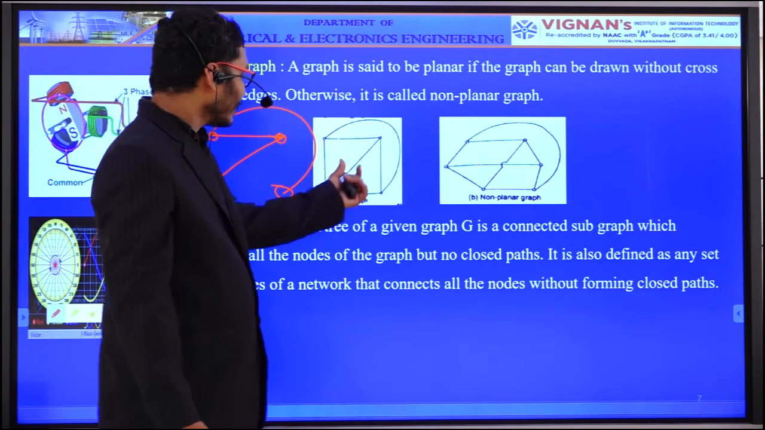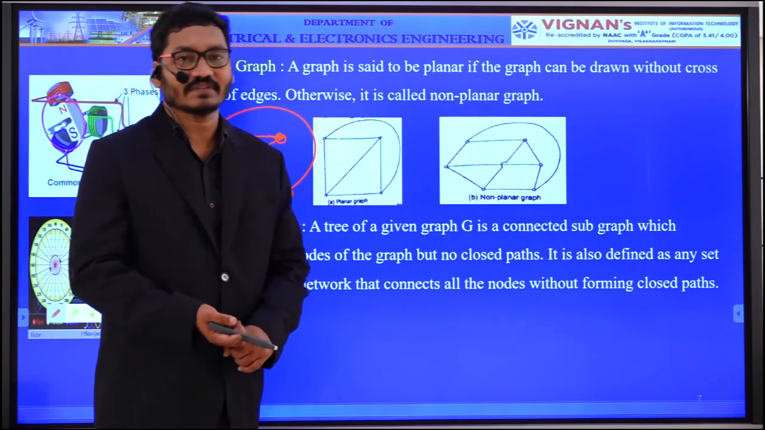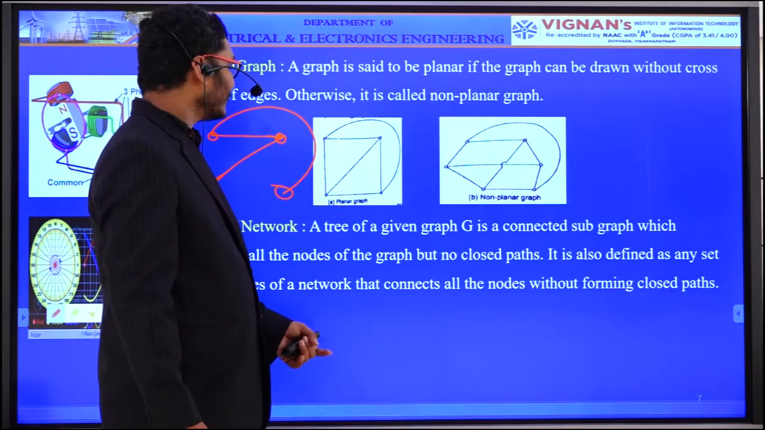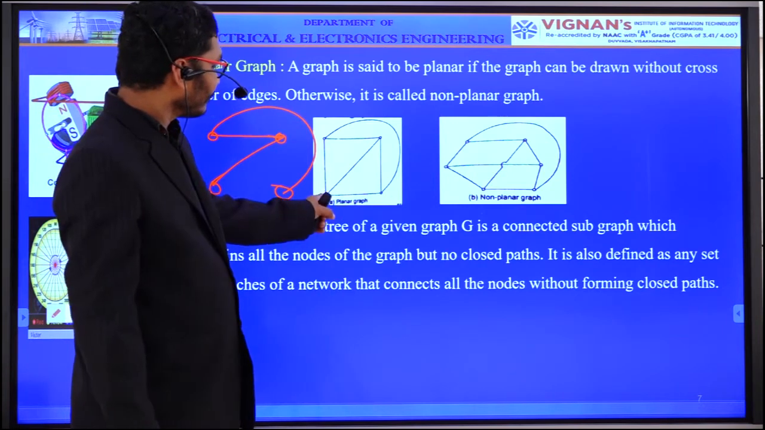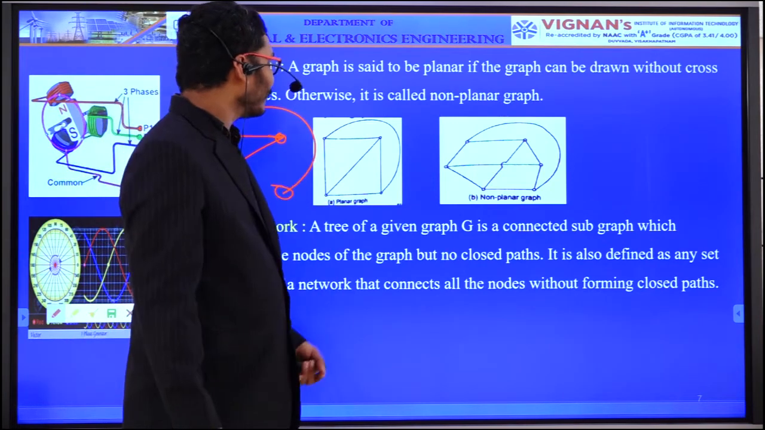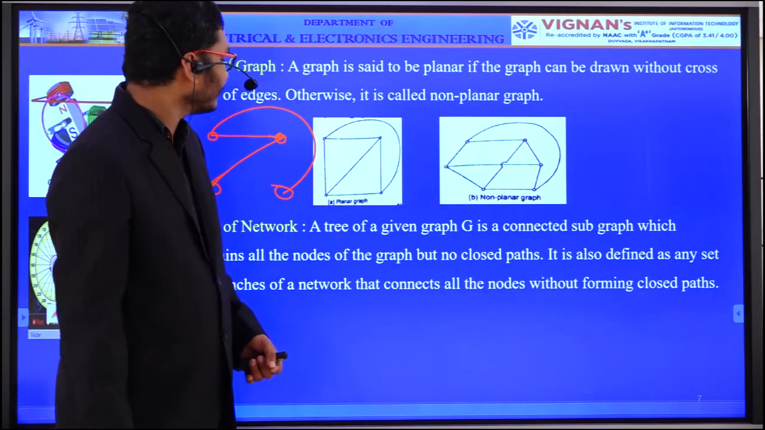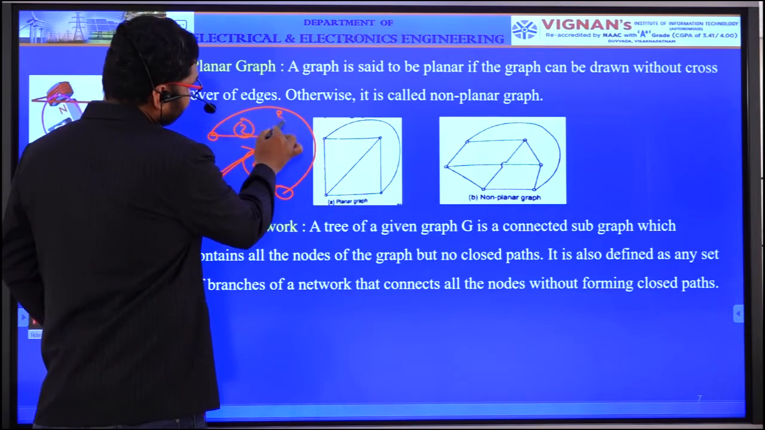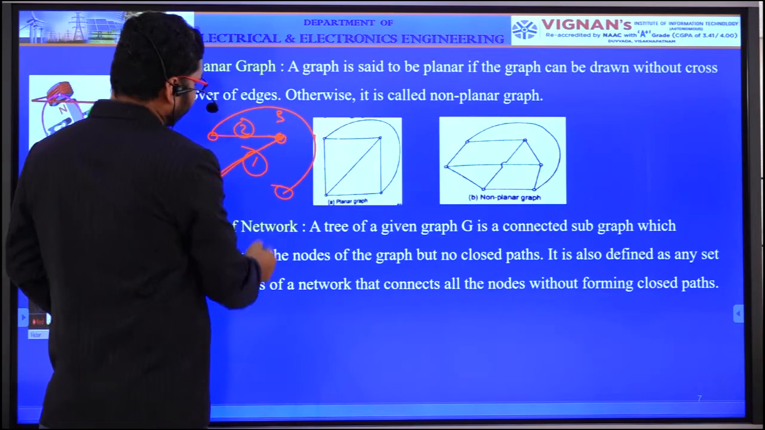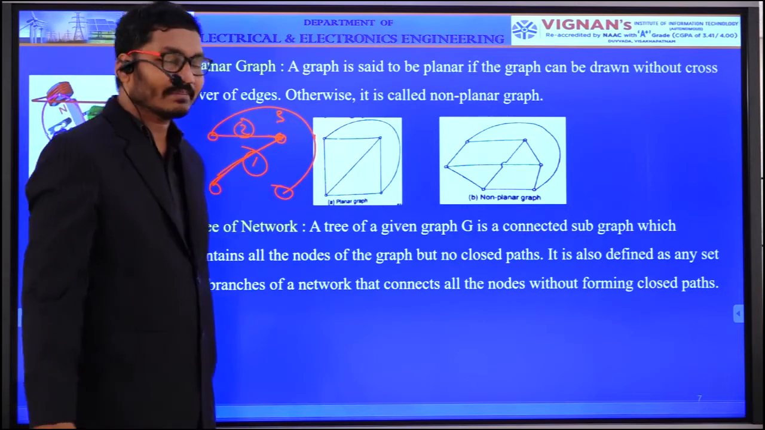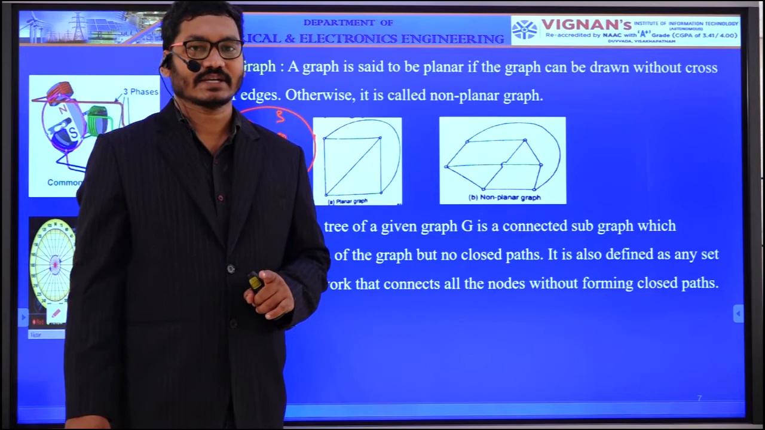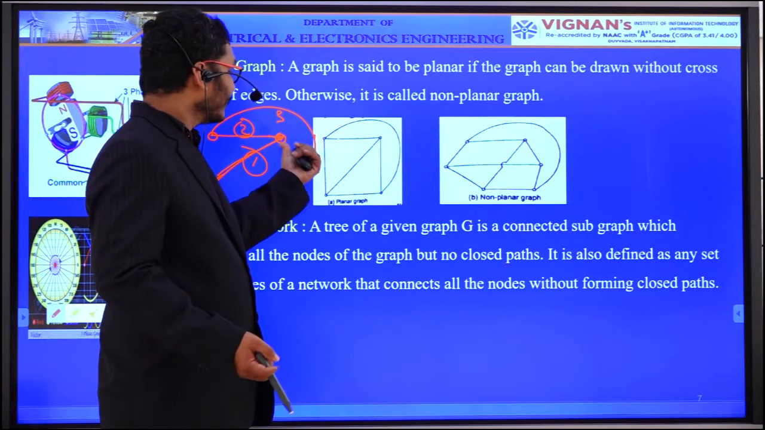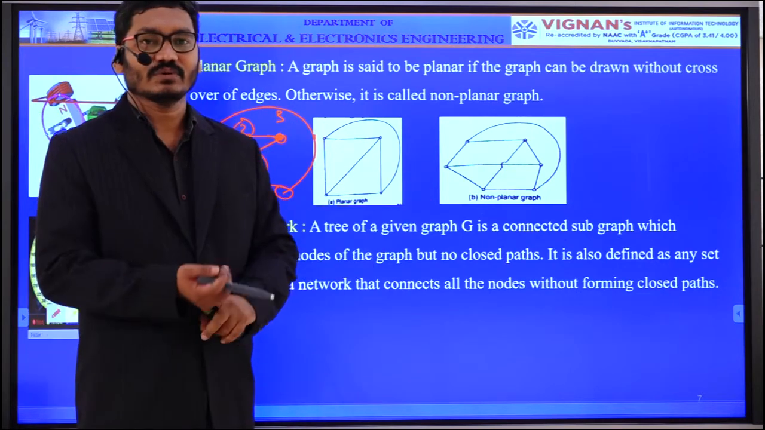Okay, so for this graph, you will get a number of trees. Number of trees means we have to draw and calculate. But number of tree branches here means, this is one branch, this is another branch, this is another branch. How many branches? 1, 2, 3. Number of tree branches means 3 branches. Number of trees means we have to draw the different graphs like this. It should not form closed paths, so we have to count them.